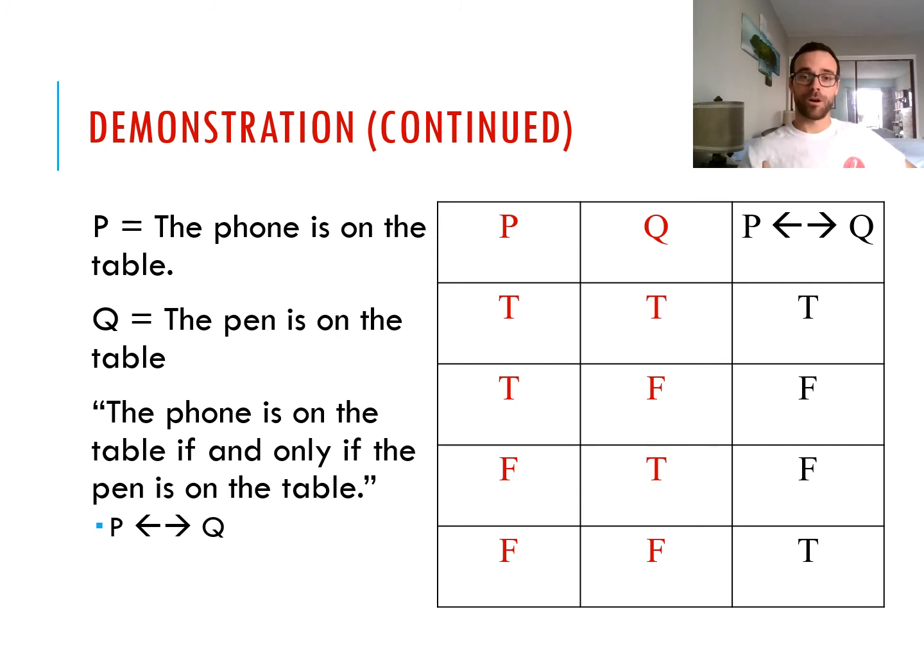Biconditionals, remember, are similar to an equals sign. What we're saying is that one must exist with the other. One is both necessary and sufficient for the other, and the other is necessary and sufficient for the one, meaning they always have to appear together or always not appear together.